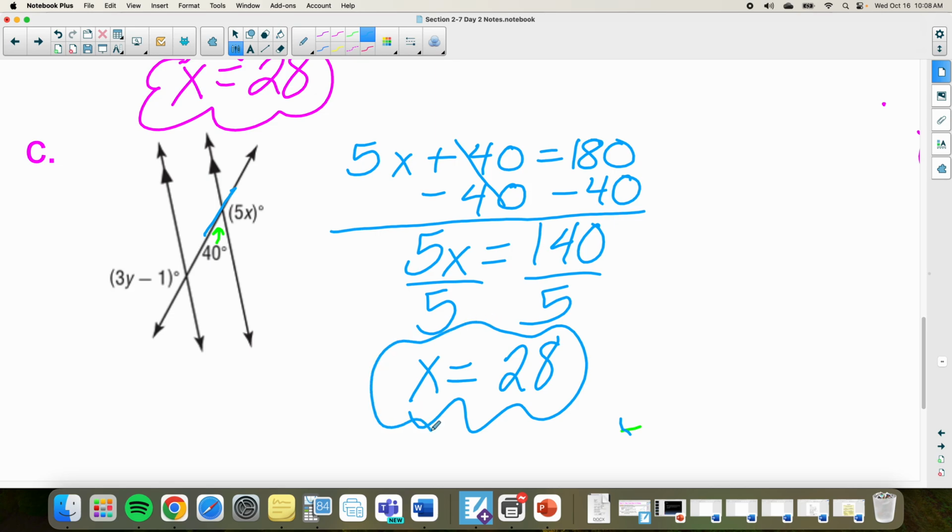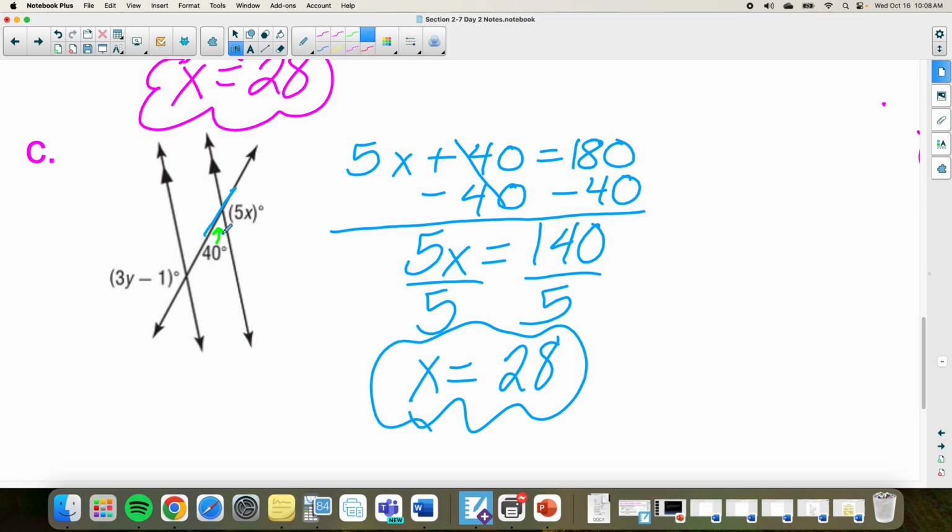Okay, now we know what x is, and we have to go and find out what our y is. Since I have 40 and it's an actual number, I don't have to substitute for it. I'm going to use that 40 to find what 3y minus 1 is. But that 40 and the 3y minus 1 are not a type that we know again.